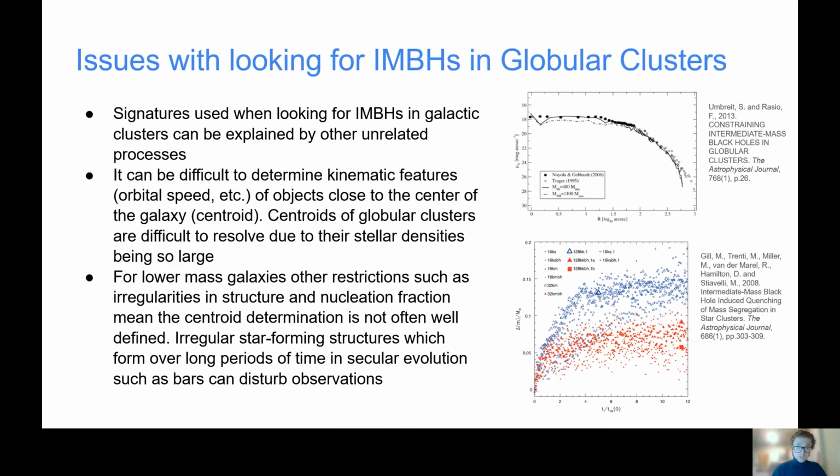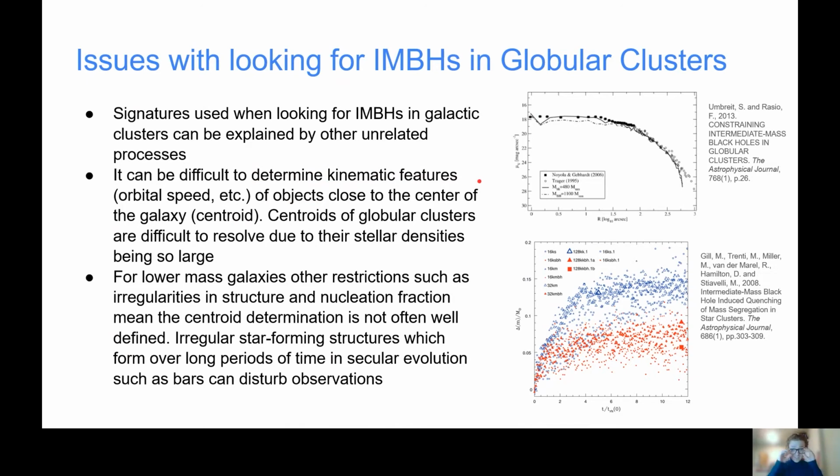When we're looking for IMBHs, we often look at globular clusters. Now, there are issues with using dynamical methods in globular clusters. The signatures that we look for to try and identify IMBHs can be explained by unrelated processes. So we might look for a shallow surface brightness cusp, but this can be explained by mass segregation or core collapse.